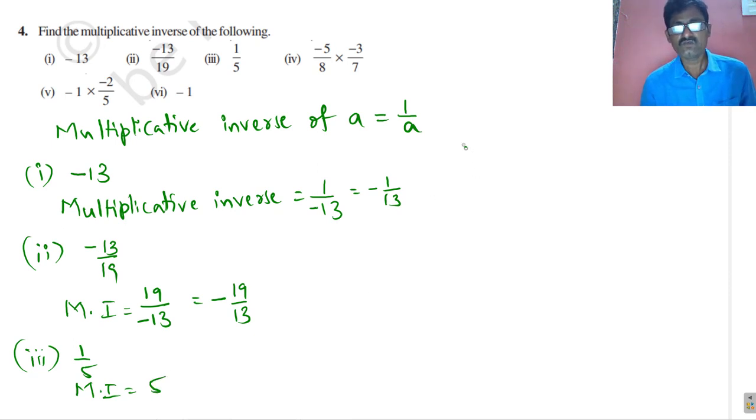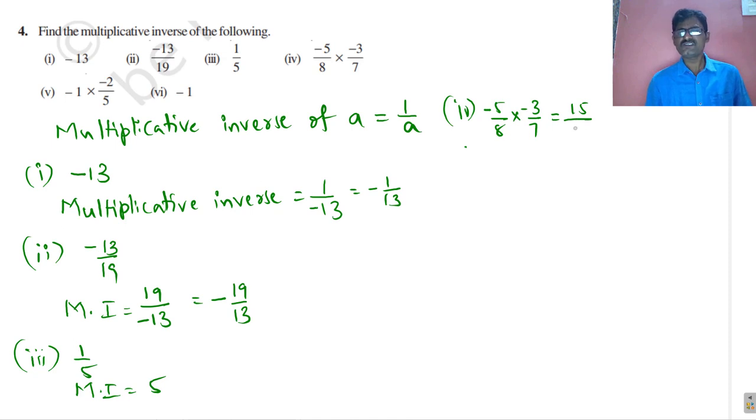Next, let us take fourth one. Minus 5 by 8 times minus 3 by 7 we have. First, let us find out the value of this one. Let us multiply numerators and denominators separately. Minus 5 times minus 3 means plus 5 into 3, 15, divided by 8 times 7 is 56. So therefore multiplicative inverse equal to, simply write this one as 56 by 15.